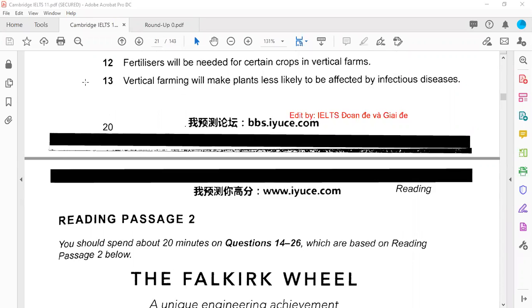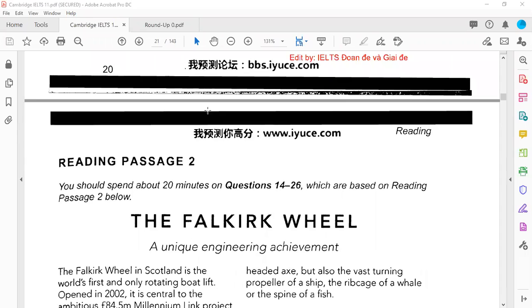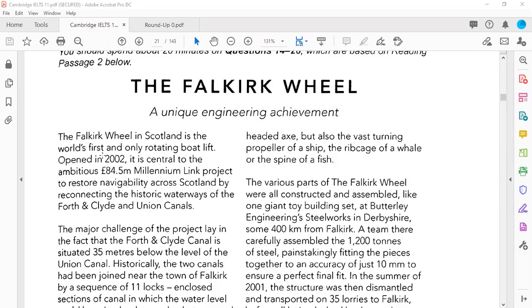We're going to be doing this test just to give you an idea of what to expect, and then we will start taking these challenges one by one and see how we can improve. Last lesson it was the listening. Today it's the reading. Now, reading passage 2 below. Spend 20 minutes on questions 14 to 26 based on passage 2.